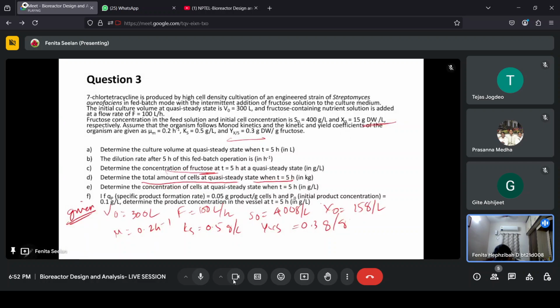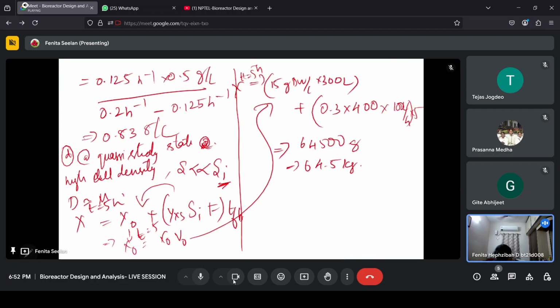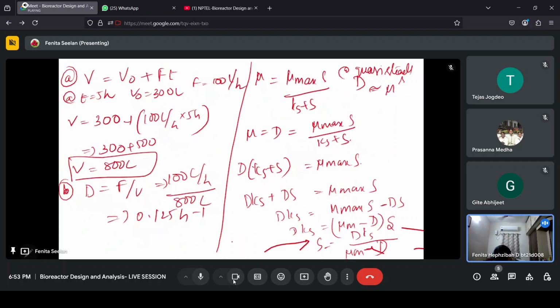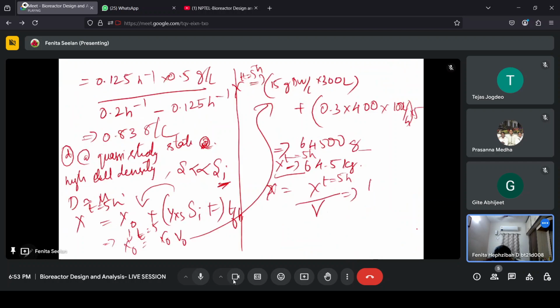Now you have to calculate the concentration of cells. You have it in terms of grams, and now you can convert it into gram per liter. For that, what you have to do? X total, this is our XT at 5 hours, divided by volume. The volume of the reactor we have calculated is 800 liters. So 64.5 kg, or 64,500 grams, divided by 800.